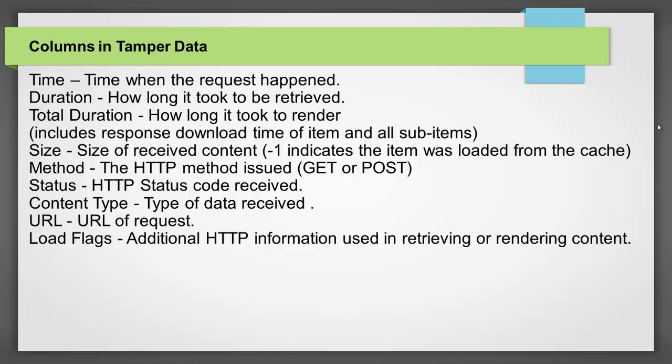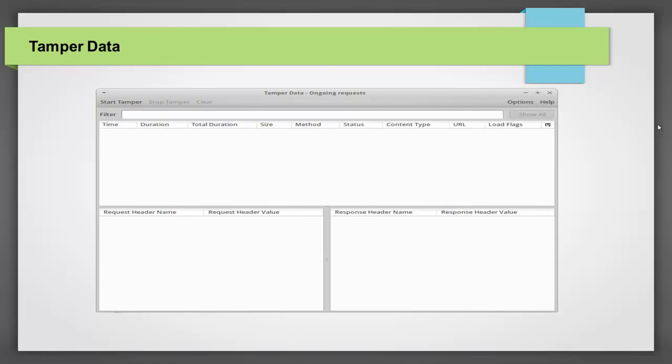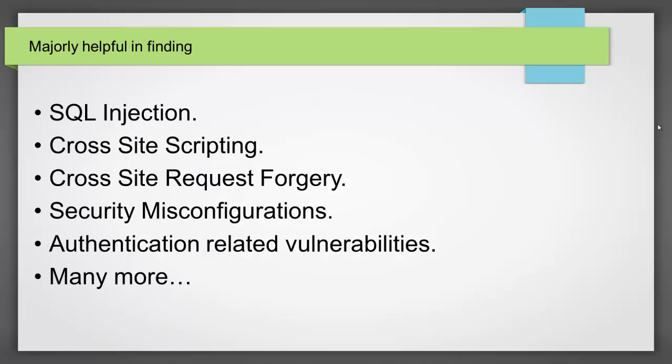This is completely theory, but we really need to know all of this before going ahead and performing our demo. This is how Tamper Data actually looks. We can see here the various different columns that are present in Tamper Data. This Mozilla Firefox add-on is majorly helpful in finding SQL injection, cross-site scripting, cross-site request forgery, most of the security misconfigurations, authentication related vulnerabilities, and plenty of many other vulnerabilities as well.